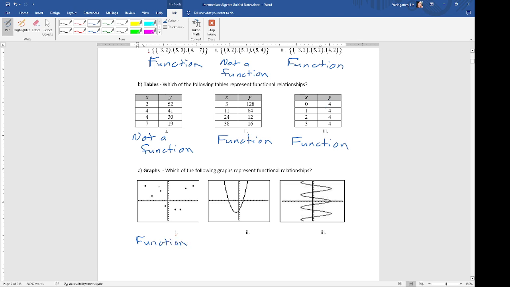A function can be a set of points. I mean, that's essentially what our first example was. It was a set of points. This is just those set of points graphed. A set of points can be and often is a function.